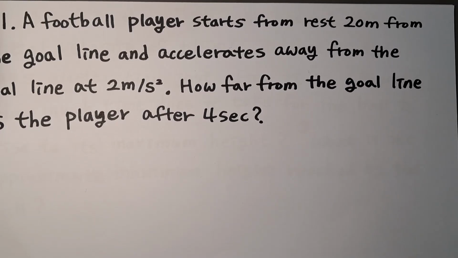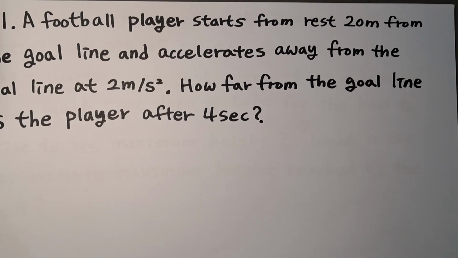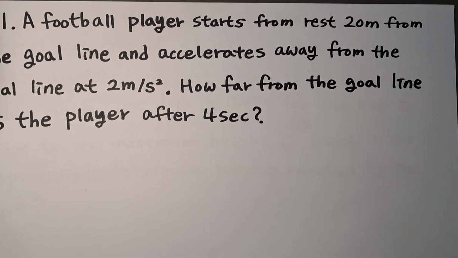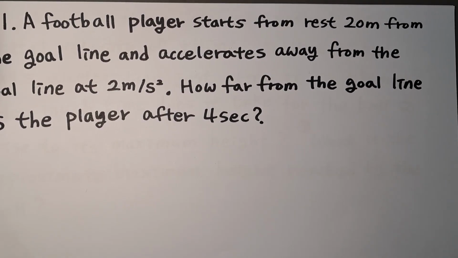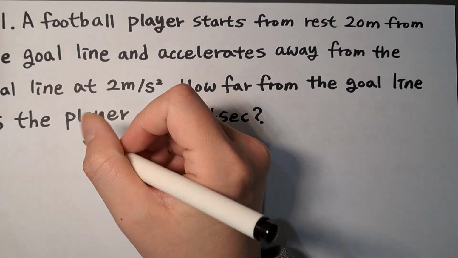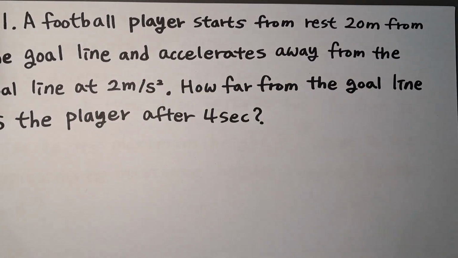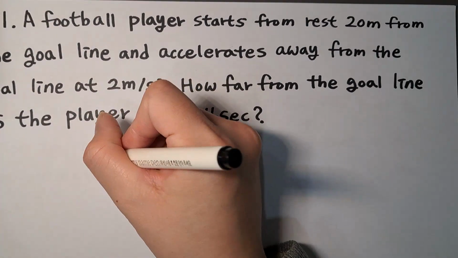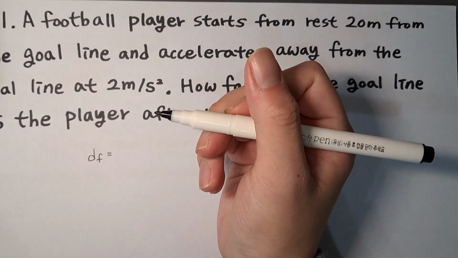A football player starts from rest 20 meters from the goal line and accelerates away from the goal line at 20 meters per second squared. How far from the goal line is the player after 4 seconds? So we are going to find how far from the goal line the player is, and we are going to use this equation.